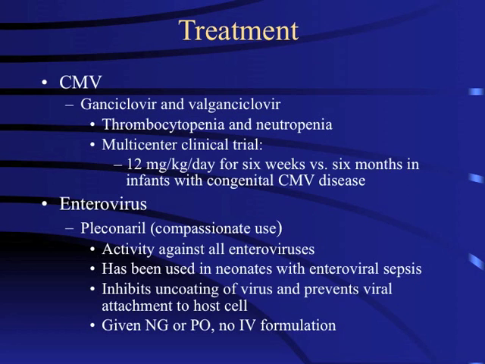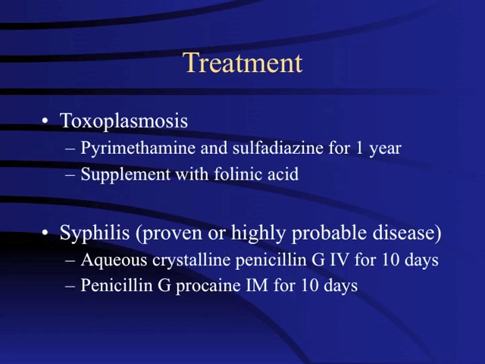In terms of enteroviruses, pleconaril is available from the company that bought the original company. It's available for compassionate use. It has activity against all the enteroviruses. It has been used for enteroviral sepsis, and sometimes it works, sometimes it doesn't. Usually the cases are so severe when we use pleconaril that we also throw IVIG in there. We try to do everything available, so we don't know what's really working when the baby survives, or when we avoid a heart transplant or a liver transplant. It has to be given by NG or PO because there's no IV formulation.